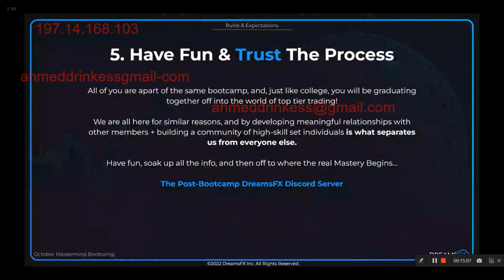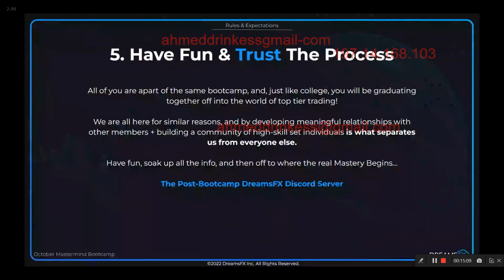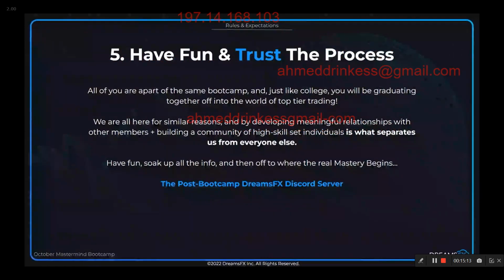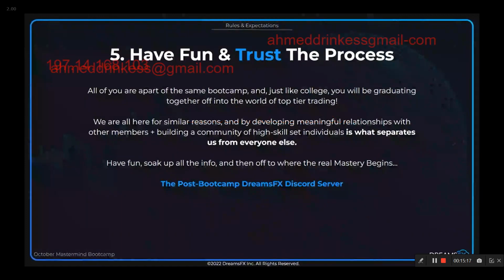So that being said, you are going to be graduating all together. You're going to be working together. We're going to be introducing teams immediately after bootcamp is completed for previous students. We're all here for similar reasons. By developing these relationships and working with those who really aspire to get to the next level, and some of you who are already there want to 10x it and keep going, we all want to get there. So the real mastery begins afterwards.